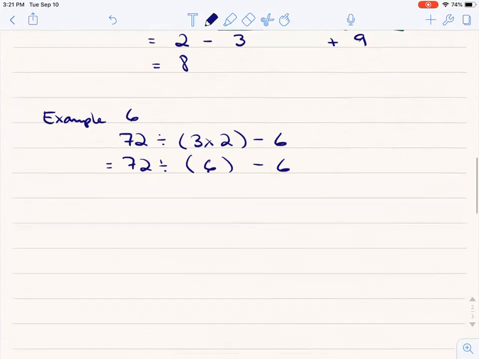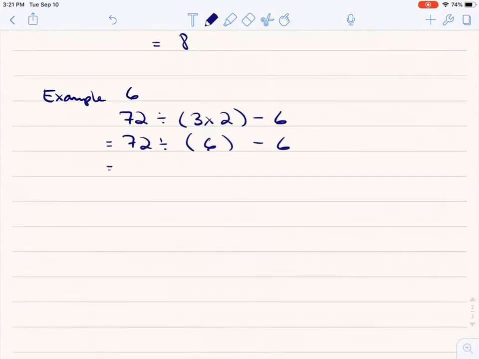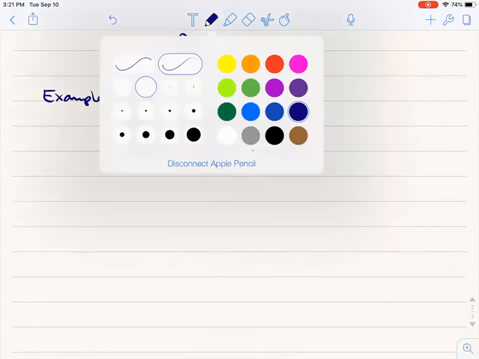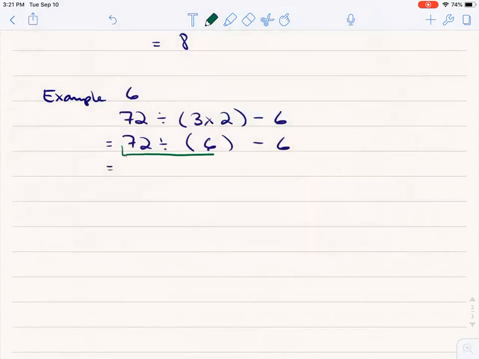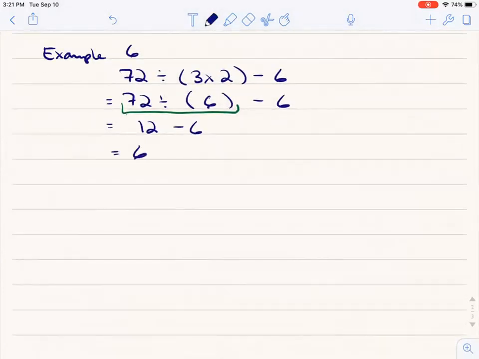And so we've got 72 divided by 6 is 12. Let me just highlight which one I'm doing here. Minus 6 is 6.